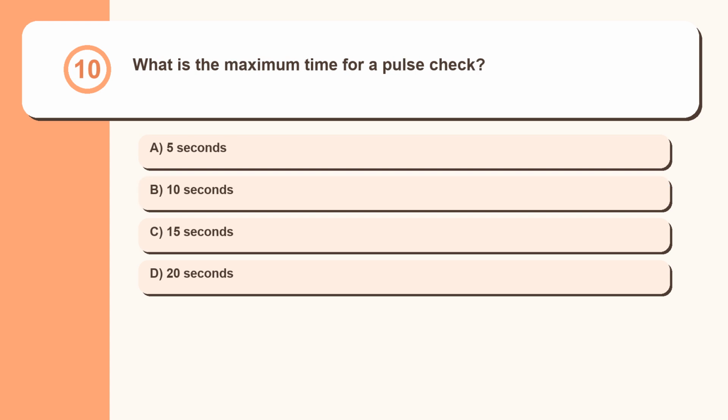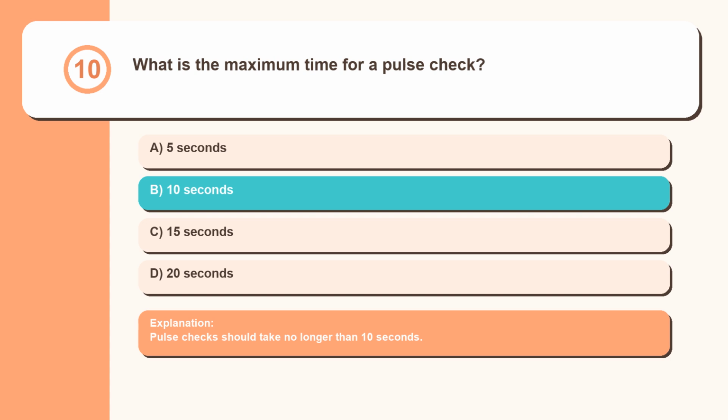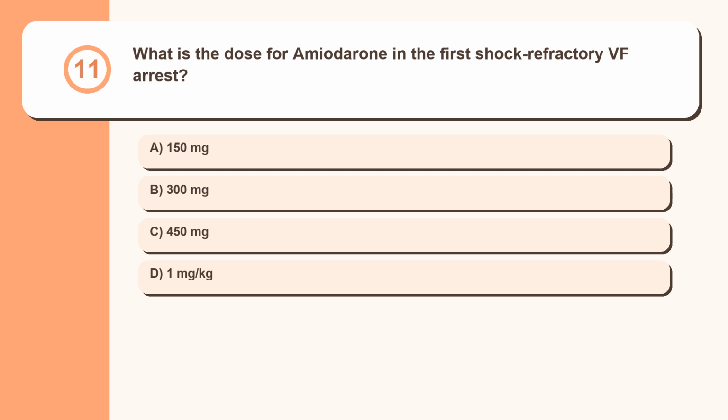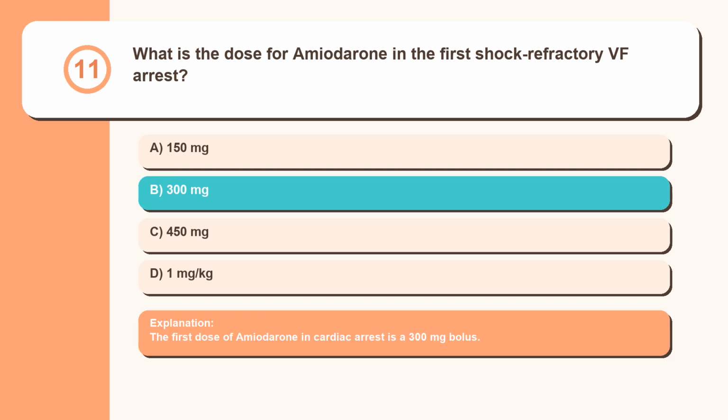Question 10. What is the maximum time for a pulse check? 5 seconds, 10 seconds, 15 seconds, 20 seconds. Pulse checks should take no longer than 10 seconds. Question 11. What is the dose for amiodarone in the first shock refractory VF arrest? 150 mg, 300 mg, 450 mg, 1 mg per kilogram. The first dose of amiodarone in cardiac arrest is a 300 mg bolus.